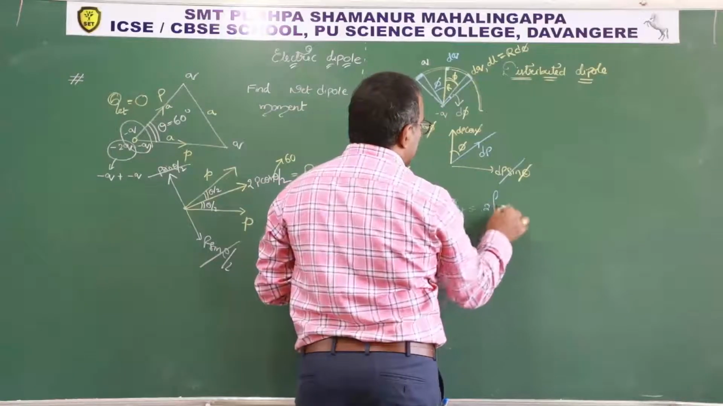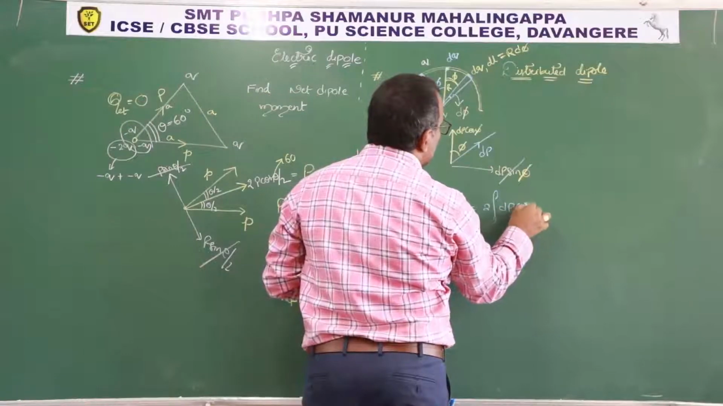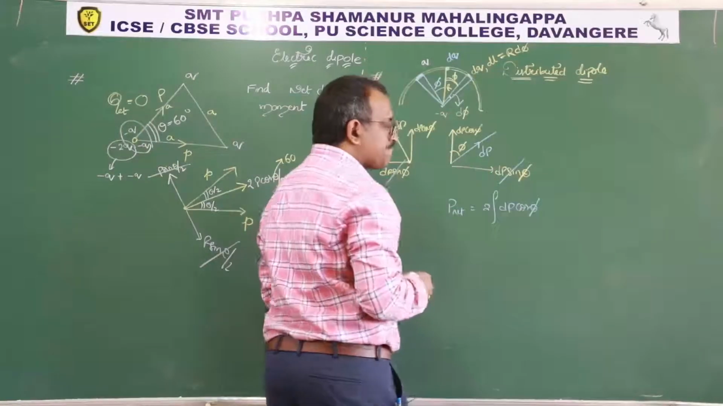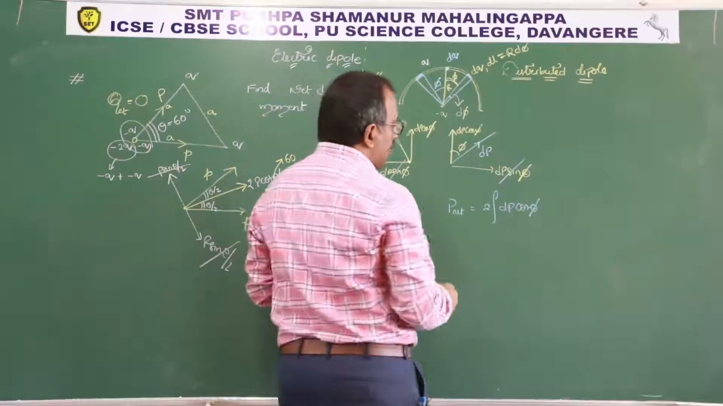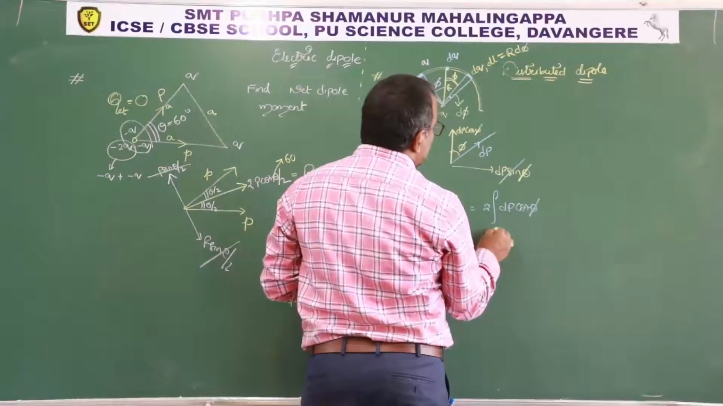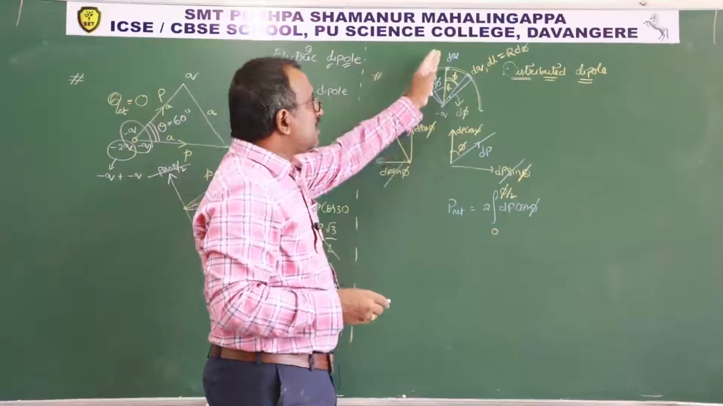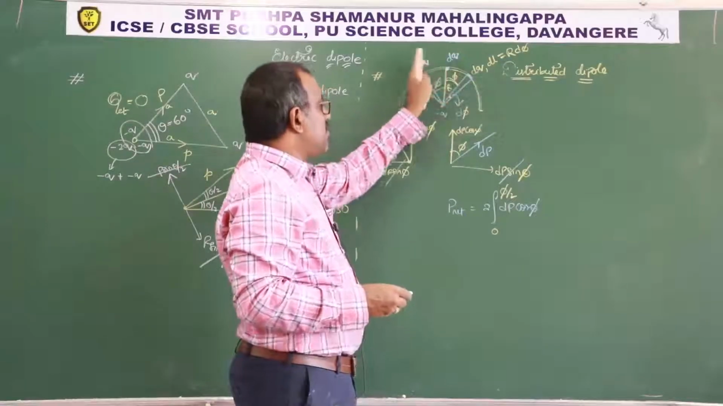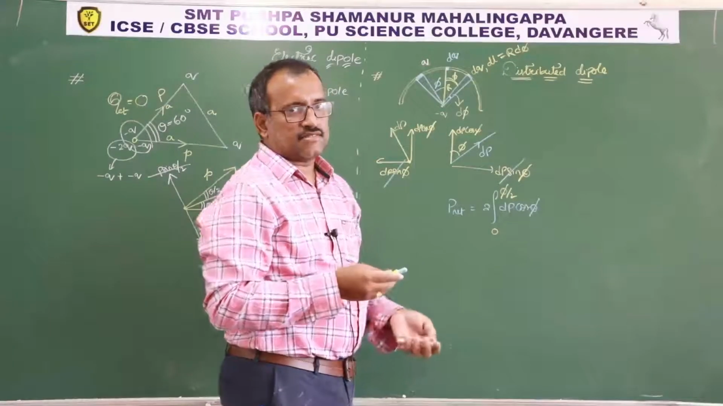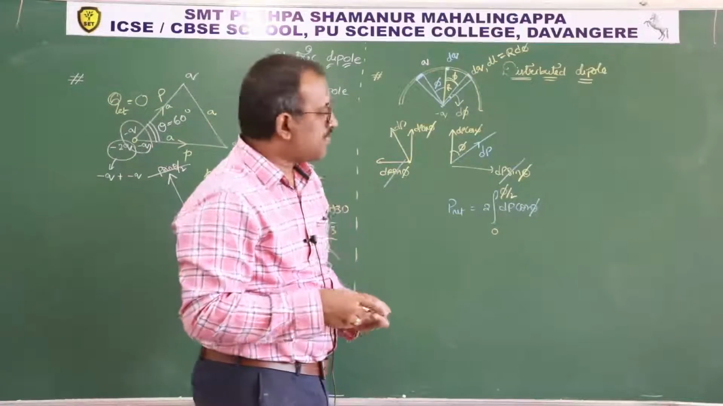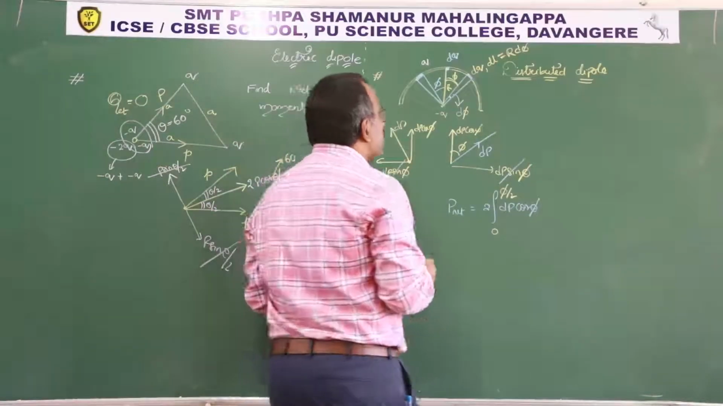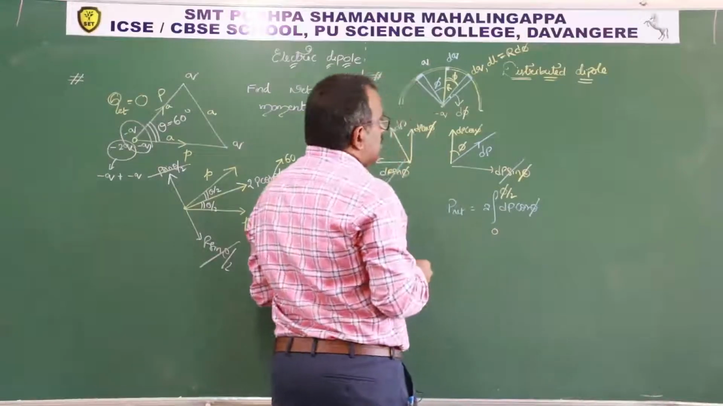So the integration, p net, will be the integration of 2 times dp cos phi. Clear? Limits 0 to phi by 2. Make sure: here to here is 90 degrees, and here to here as well. Yes, that is the story. Okay, done? Clear?